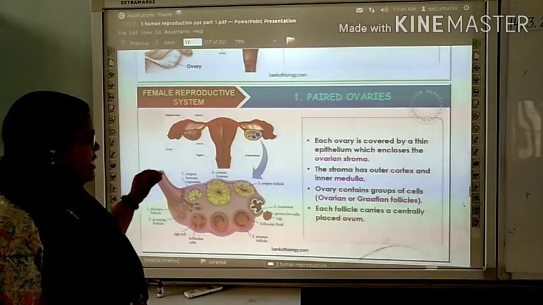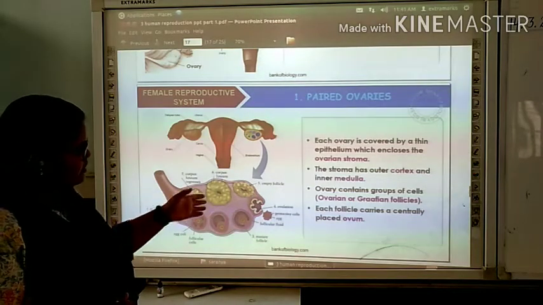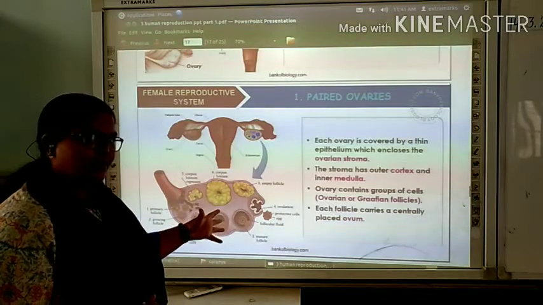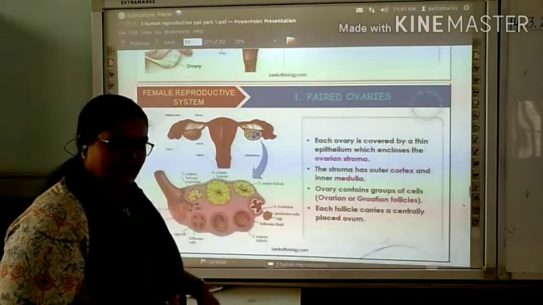So each follicle carries a centrally placed ovum, which is also in different stages of its development. Once mature, this follicle will be ruptured, or it will open, and the egg will be released.